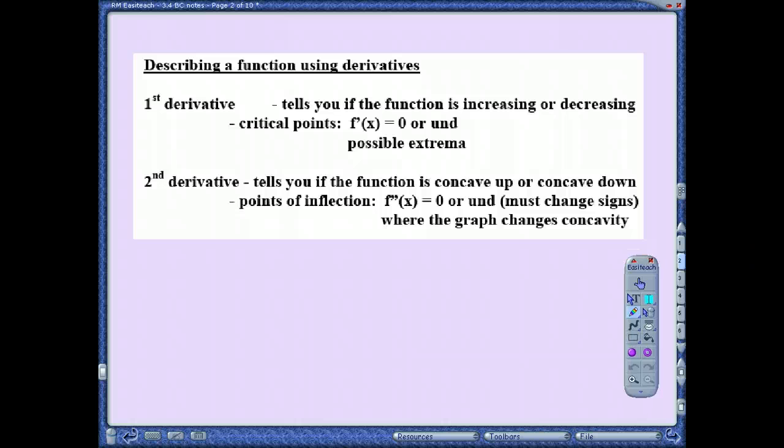Okay, so describing a function. We've already talked about how the first derivative tells you about increasing, decreasing. It finds critical points. It helps us find those possible extrema. Well, the second derivative is also important to us. The second derivative tells us if the function is concave up or concave down.